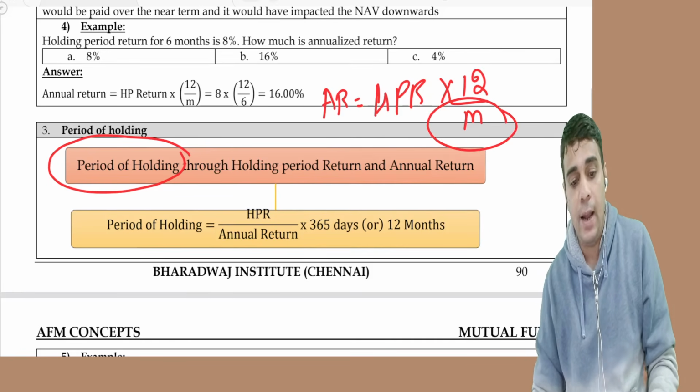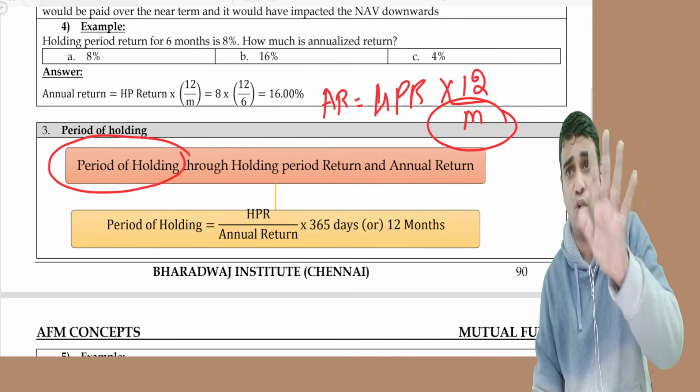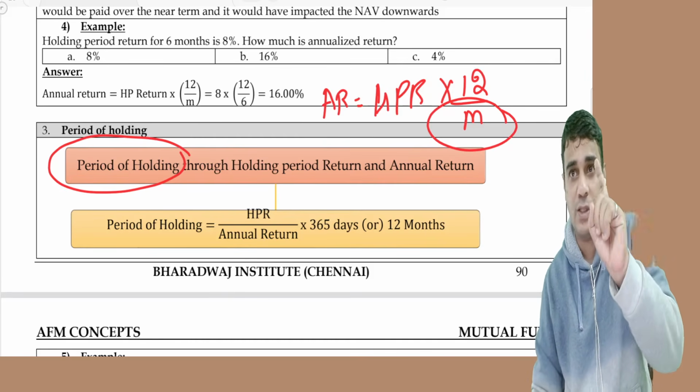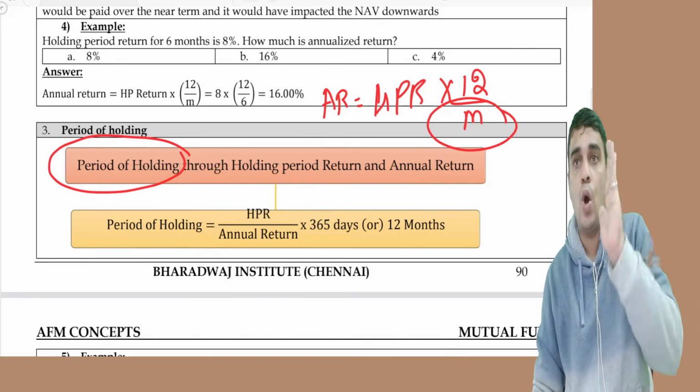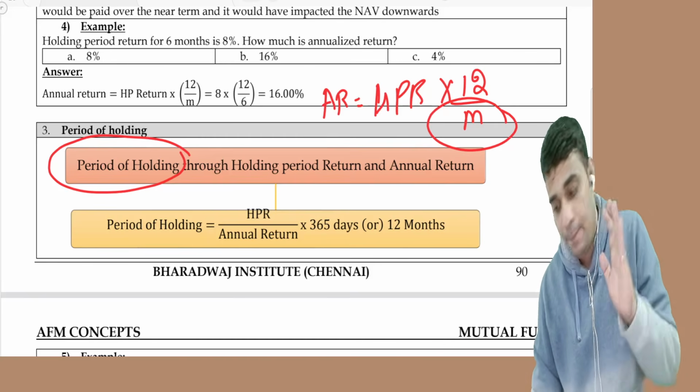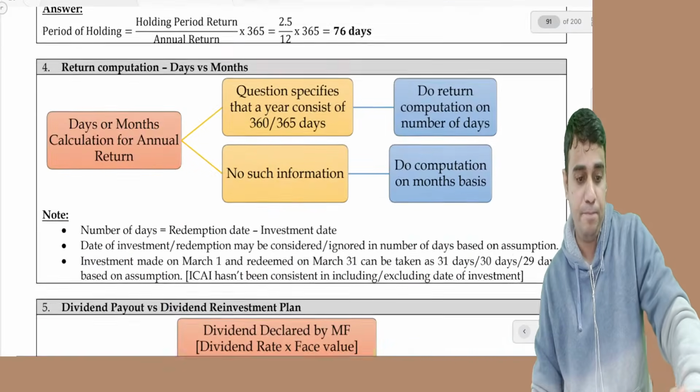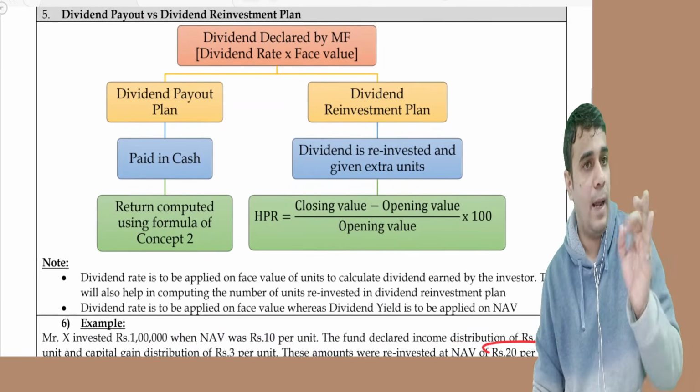How will you calculate M? Don't look at the formula there. Understand only one formula. What is the formula? Annual return is equal to holding period return into 12 by M. Into 12 by M.